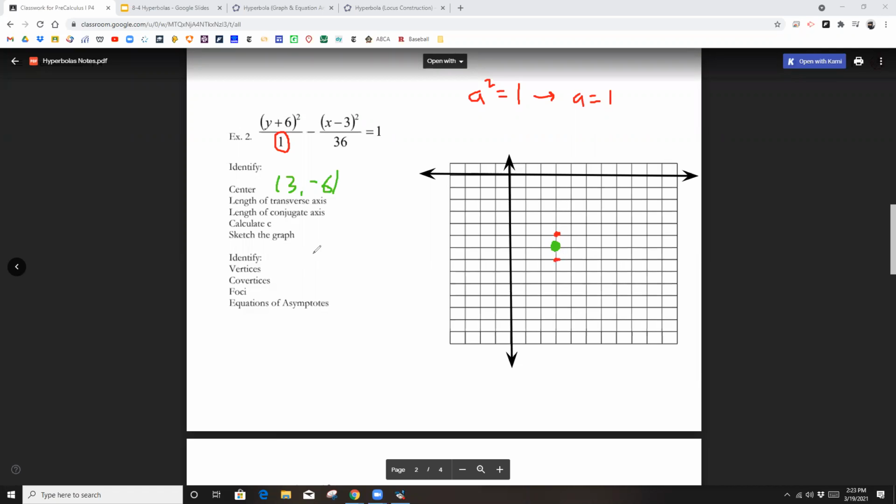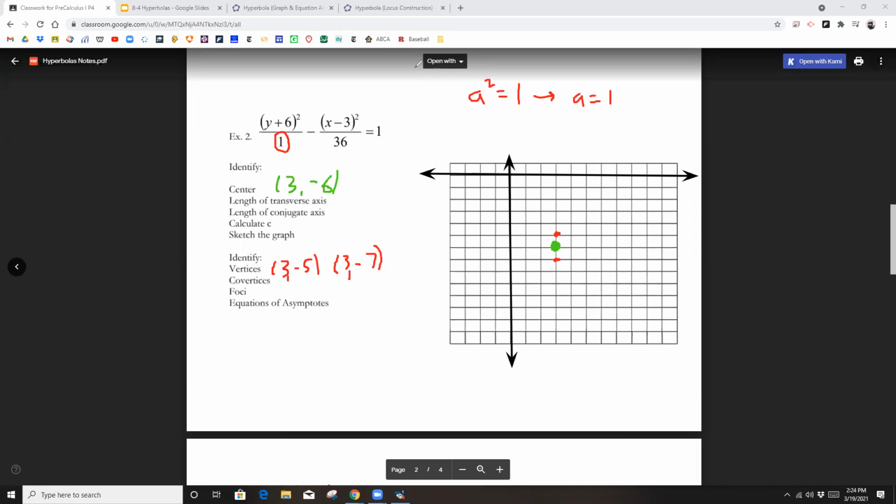And I know those are our vertices because it's y squared minus x squared, so it's going to open up and down. The vertices are up and down from the center if it opens up and down. Previously, they were left and right because the hyperbola opened up left and right. So those points are going to be at (3, -5) and (3, -7) because we just add and subtract 1 from the center.